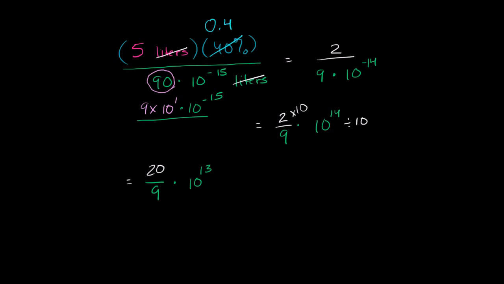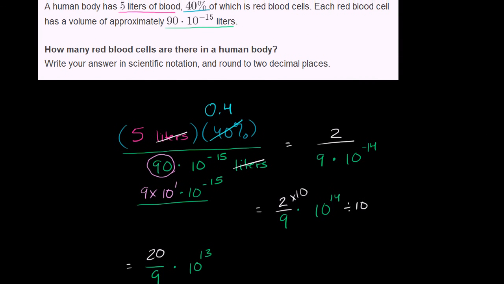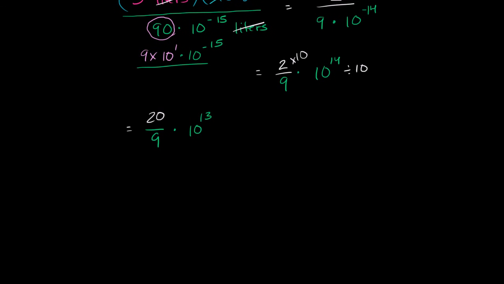And they wanted us to round our answer to 2 decimal places. So let's do that. 20 divided by 9. 9 doesn't go into 2. It does go into 20 2 times. 2 times 9 is 18. Subtract. Get a remainder of 2. I think you see where this is going to go.